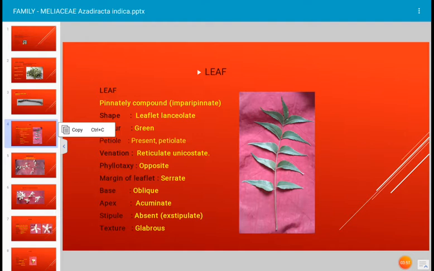Base is oblique leaf base. Apex is acuminate, that is pointed. Stipule is absent. What is stipule? When a small leafy structure occurs at the base of the leaf, that is called stipule. But a stipule is absent in Azadirachta indica, family Meliaceae. Hence the leaf is described as exstipulate. In taxonomy, it is described as exstipulate leaf. Okay. Next.